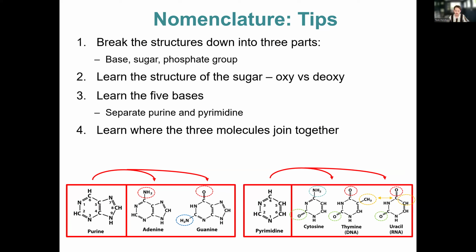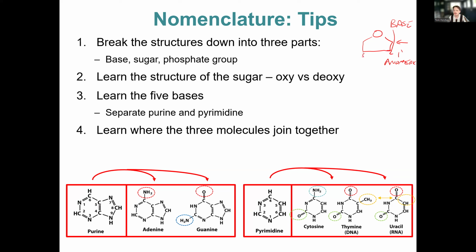What are we looking at? Well, first of all, we know that you have the sugar and the base. The main thing to take away is that the base is attached to the sugar at position 1', which is the anomeric carbon. It's the carbon that used to be the carbonyl carbon, the one that was the aldehyde carbon in this case, and they're joined here by this N-glycosidic bond.